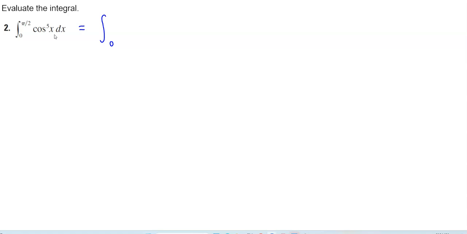So we go from 0 to pi over 2, and we know that the cosine to the power of 5 can be rewritten as the cosine squared x raised to the 2nd power. That gives you 2 times 2, which is 4, and we still have one more cosine left to factor out. So that would be times the cosine of x dx.